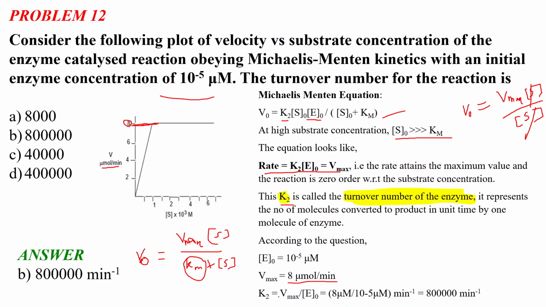Now, what will be K2? The K2 value will be Vmax by E0, which is 8 micromolar per minute divided by 10 to the power minus 5 micromolar, which is 8 lakhs per minute. So this is the final answer.